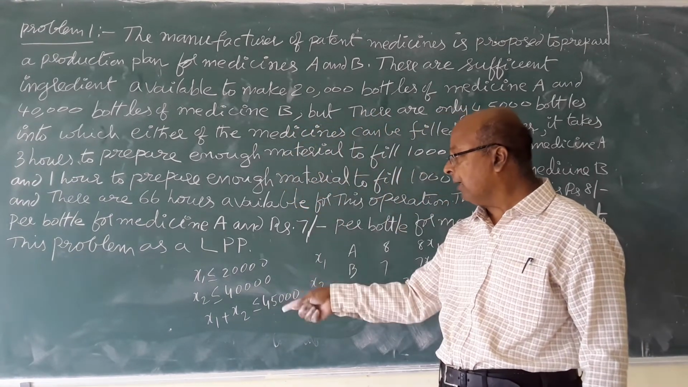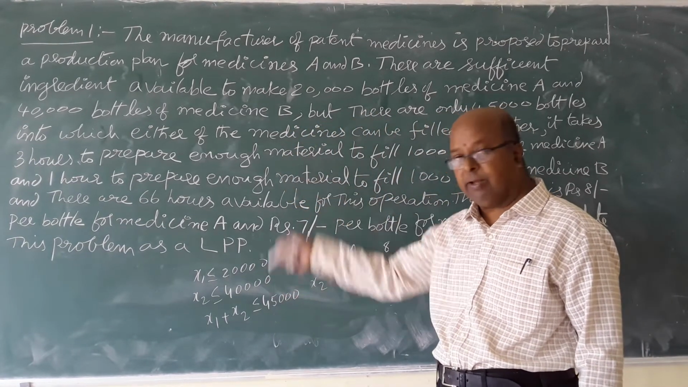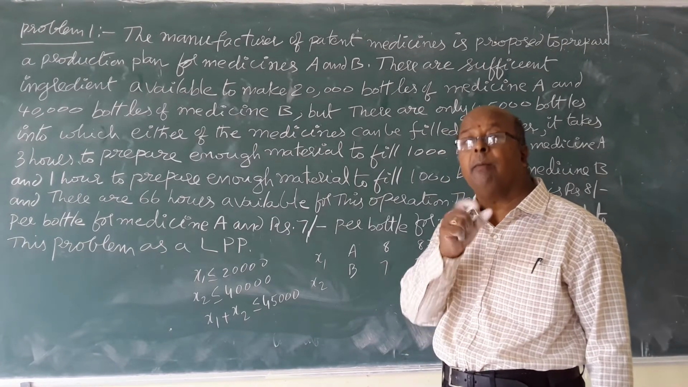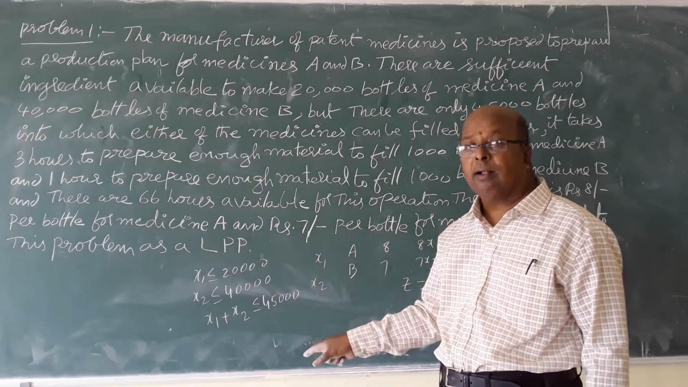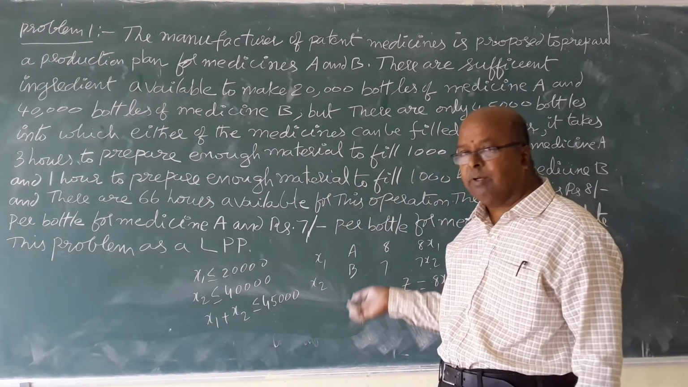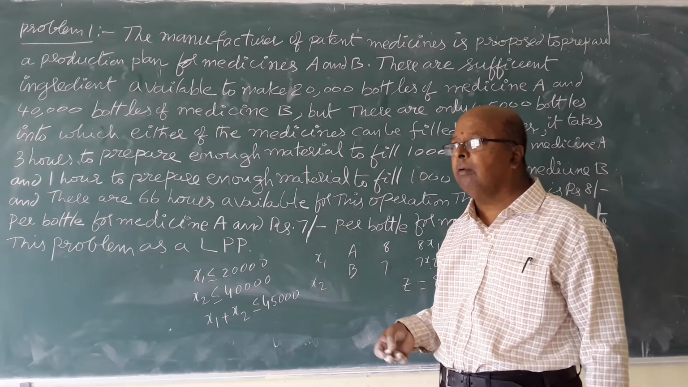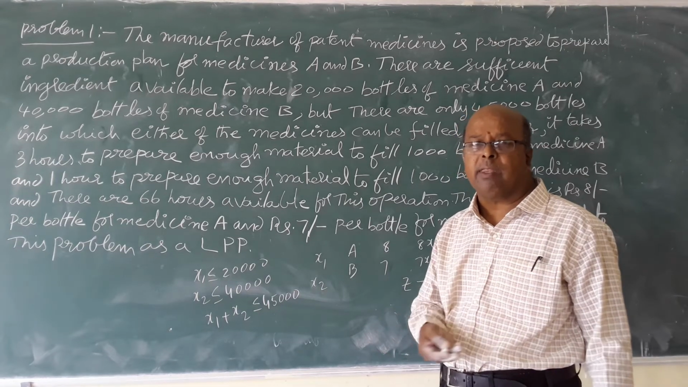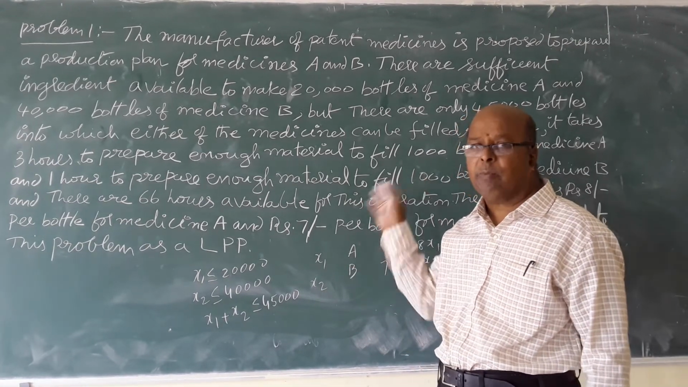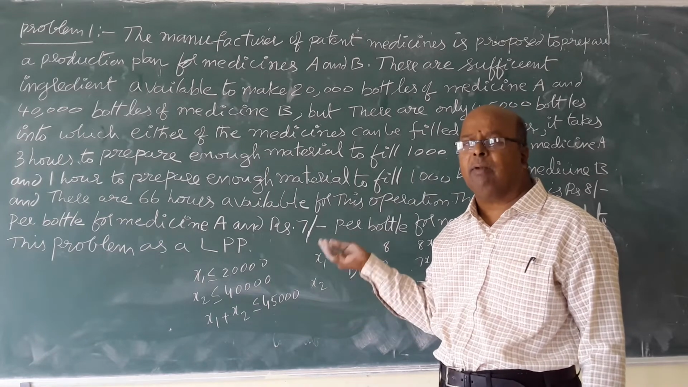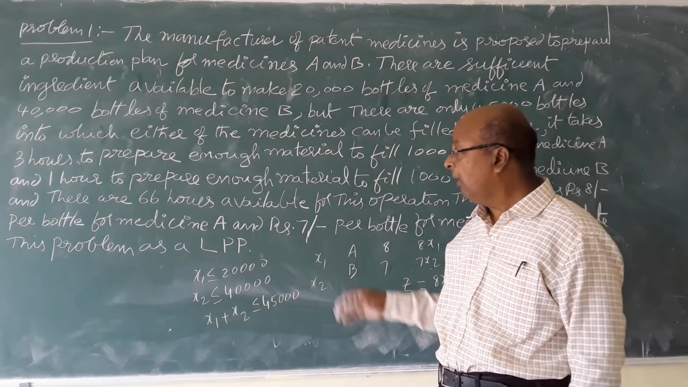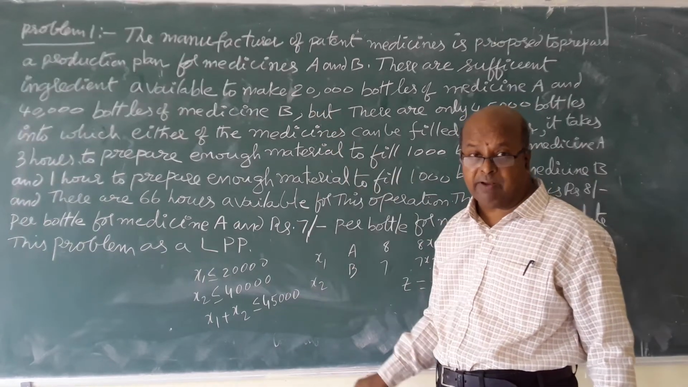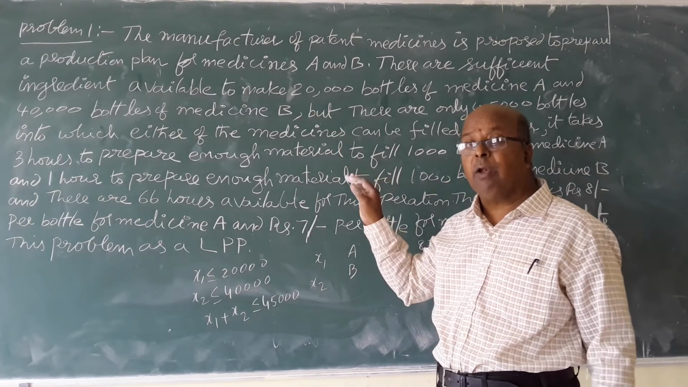So observe the constraints according to the given data. That is a very important thing. Read the data and write the constraints. This is the objective function, with respect to rupees. That's why 8 rupees and 7 rupees are there. So 8x1 plus 7x2 is our objective function. That is a very easy thing. Writing constraints is the difficult part, so observe carefully and write the constraints.